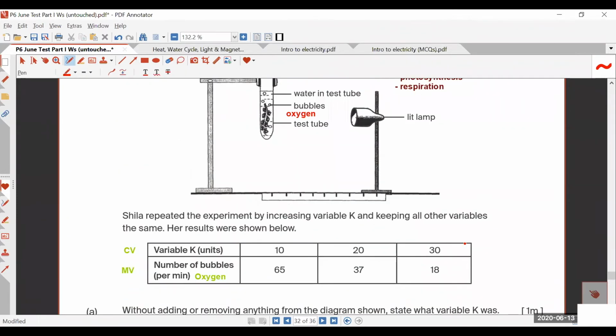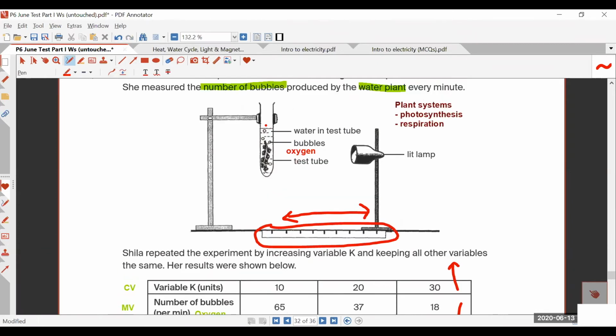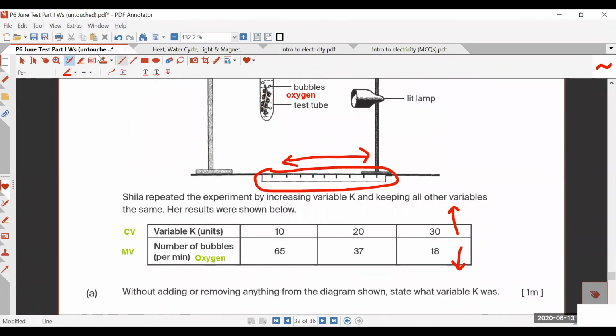How come when my variable K increases, 10, 20, 30, my number of oxygen bubbles produced decreases? Is variable K the distance between the test tube and the lamp? Yes, correct. Because why? The further, the greater the distance, right? That means I push the LED lamp far away. That's the reason why they put the ruler here. If I push the LED lamp far away, there will be less light received by the plant itself. Then my rate of photosynthesis will drop. So this one, number of bubbles produced per minute, is the rate of photosynthesis.